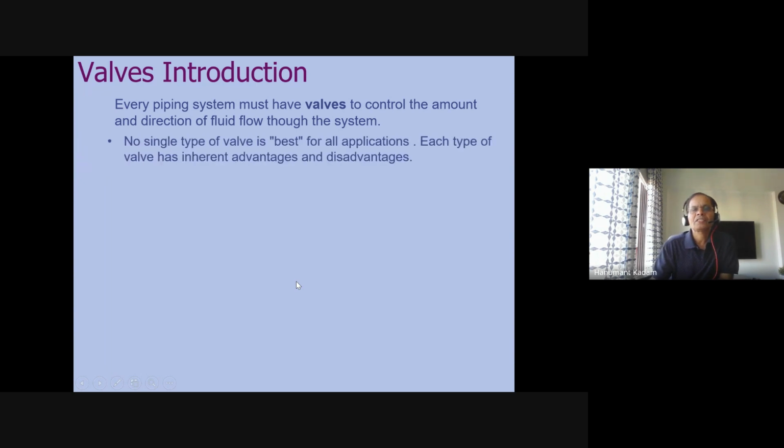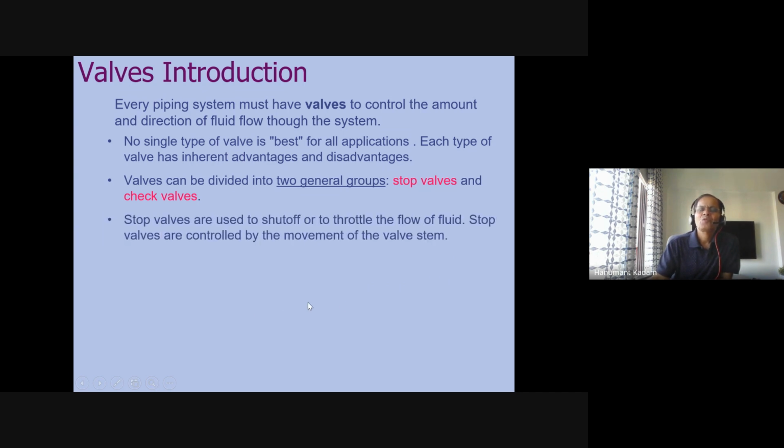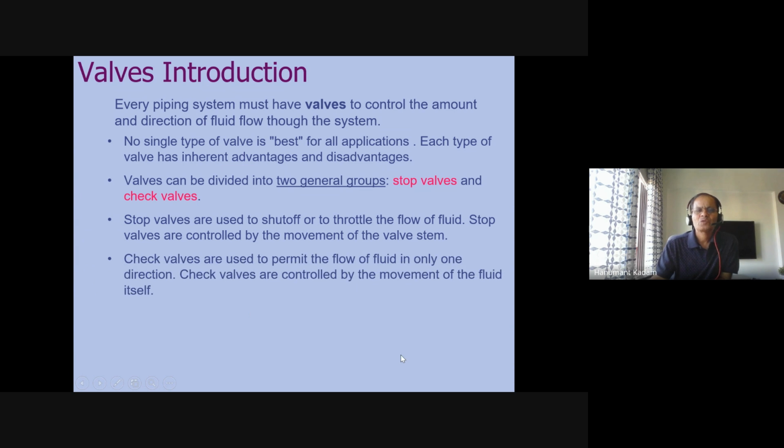Every piping system must have valves to control the amount and direction of fluid flow through the system. There are a variety of valves, like stop valves and check valves. We will not go into detail because, in instrumentation, the remaining valves are in the mechanical department. We only maintain, operate, calibrate, and test the control valve.